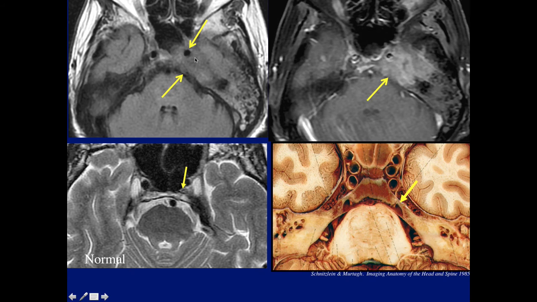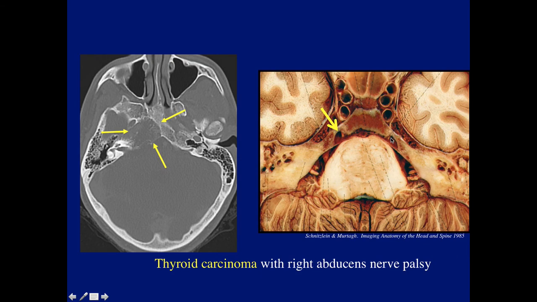And again, notice all this tumor here, the enhancement, and this is the normal nerve in Dorello's canal, and this is all destroyed here. This was a thyroid carcinoma. Patient presented with a right abducens nerve palsy. Again, notice the marked destruction of the clivus and the petrous apex. Explain again the symptomatology.